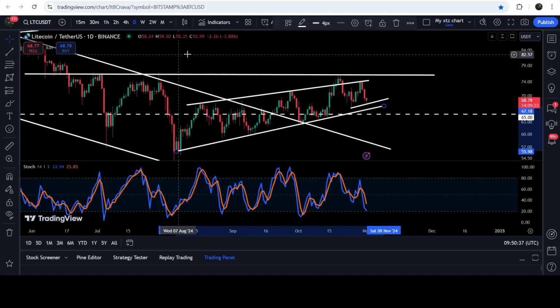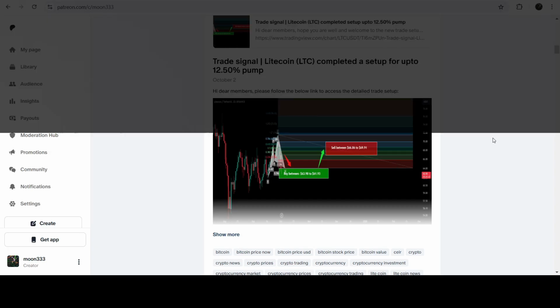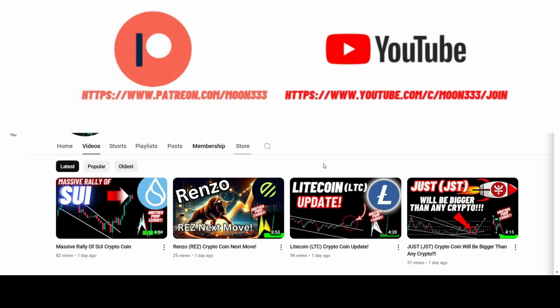In today's video, we will analyze this move, and I would also like to share with you my most recent trade signal for Litecoin that I shared on 2nd of October 2024 with my members, and this signal produced almost 21% pump.